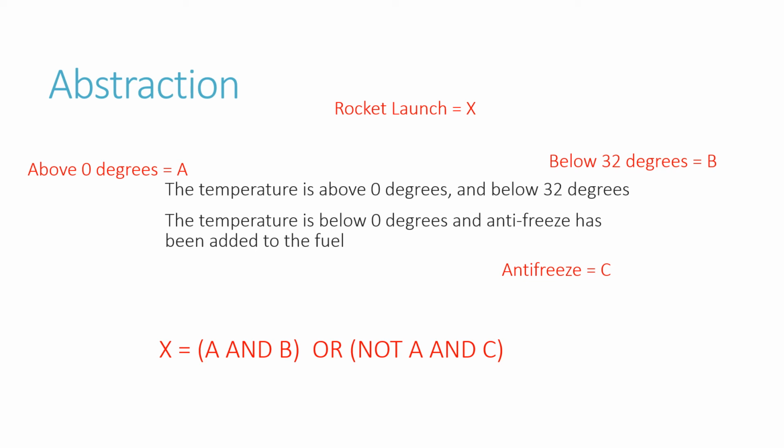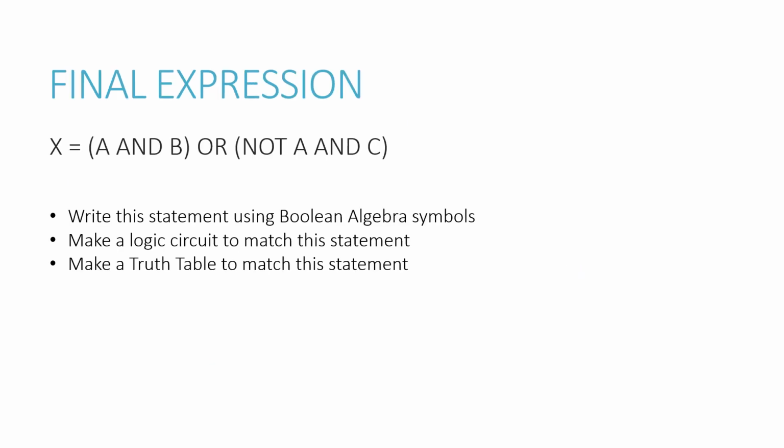A and B, that is above 0 and below 32, or not A and C. Below 0, but antifreeze has been added. So there's the expression that we've made, and once again, write this statement using Boolean algebra, make a logic circuit to match the statement, and make a truth table to match the circuit.